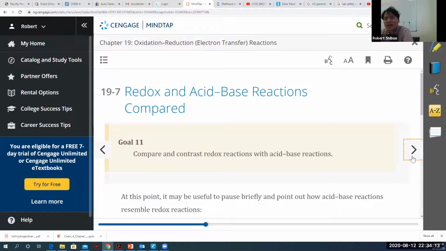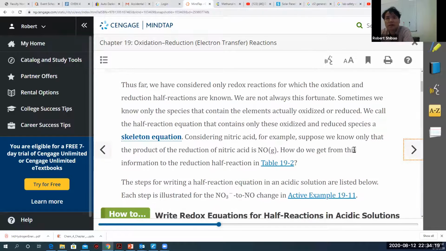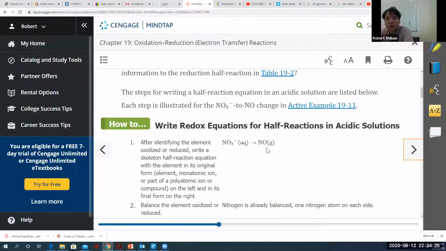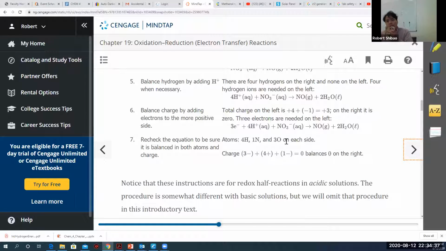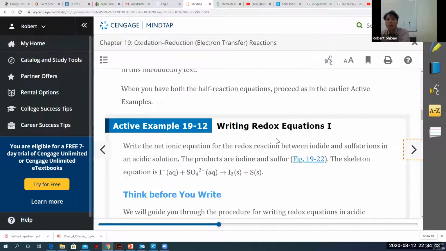And we can compare redox and acid base. We kind of already did that earlier. Writing redox equations, we did that. This is skeleton redox. This one we don't have to. This is already in the chart. Nitrate goes to NO is in the chart. It's nitrate plus 4H plus 3 electrons yields NO plus 2 waters. That one we can just copy down off the chart. This one we can copy off the chart.